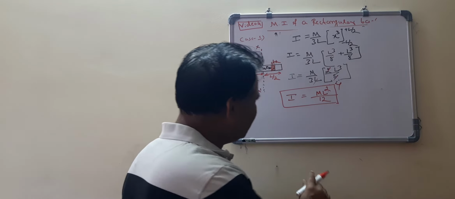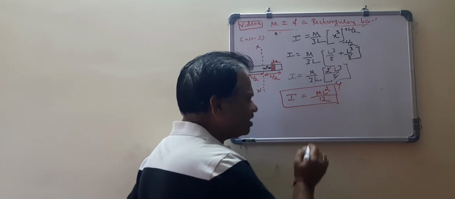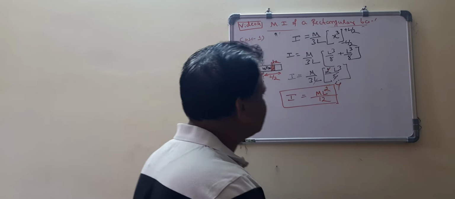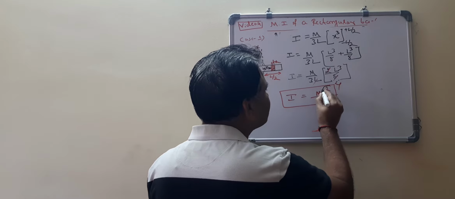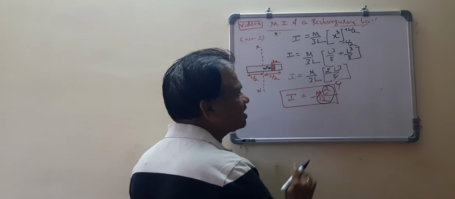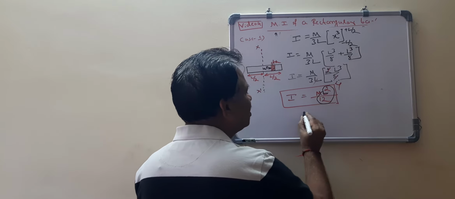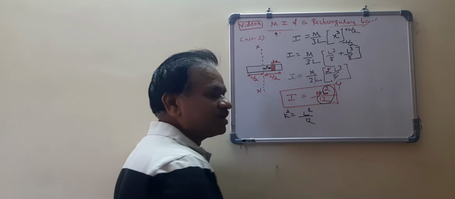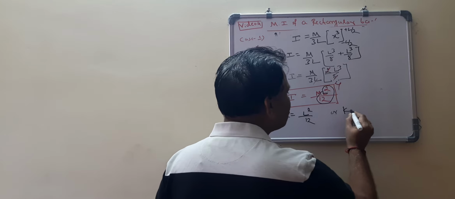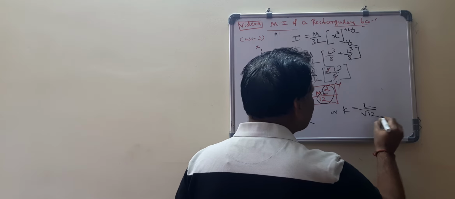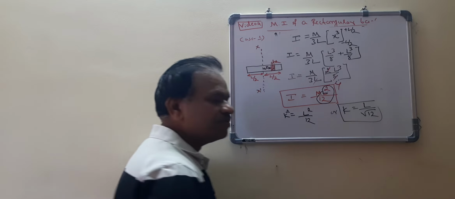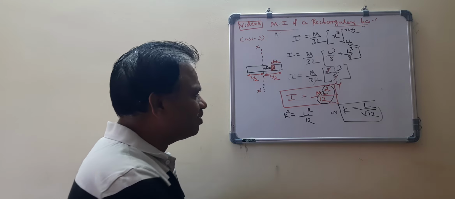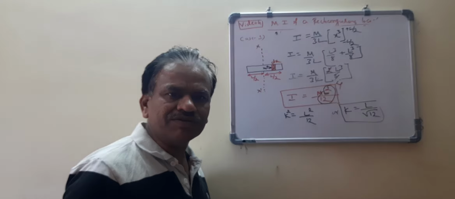Students, in any equation you see, whatever the term is there other than the mass factor, it is L square by 12. L square by 12 is nothing but K square. Or else K equals L divided by root of 12. What is K? In the previous class I told you, it is called the radius of gyration. It plays a very important role in competitive examinations.